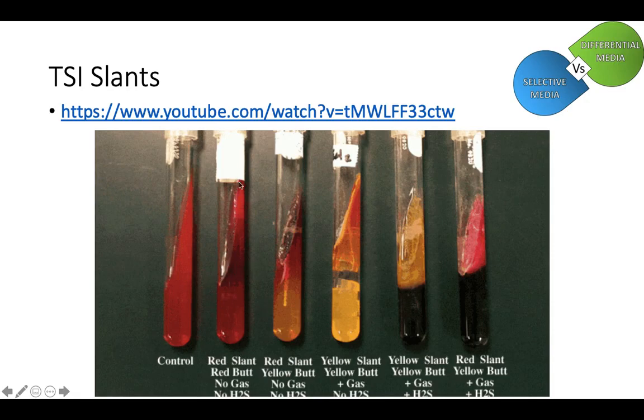That's how you would read this. Alkaline slant over alkaline butt. This guy was not able to ferment any of the sugars found inside of this media. None at all. Now let's move over here.